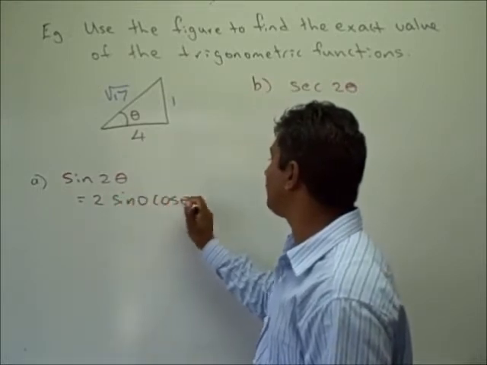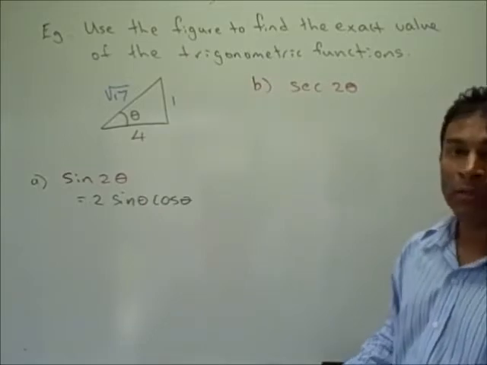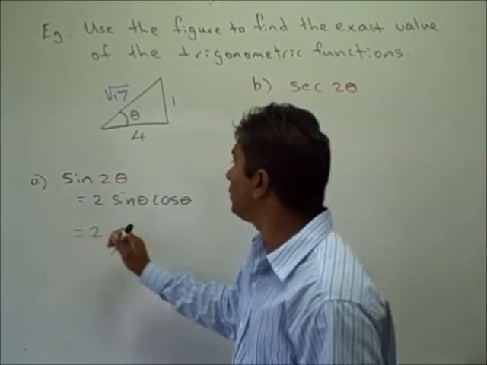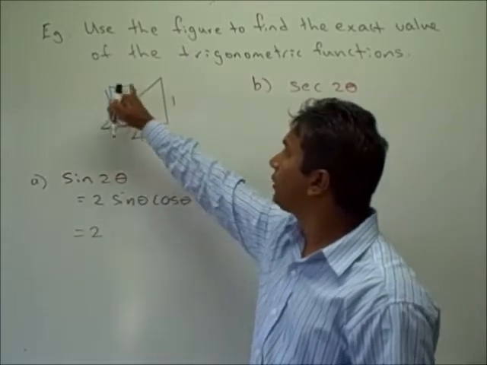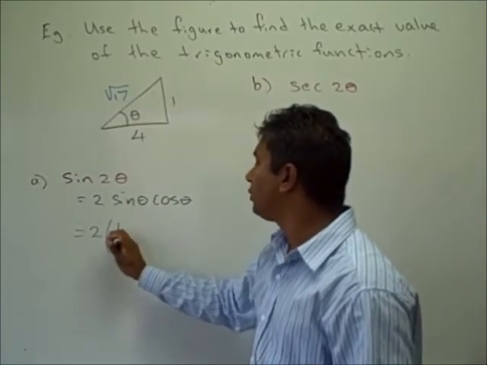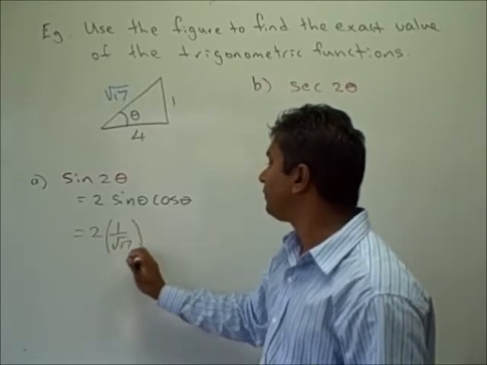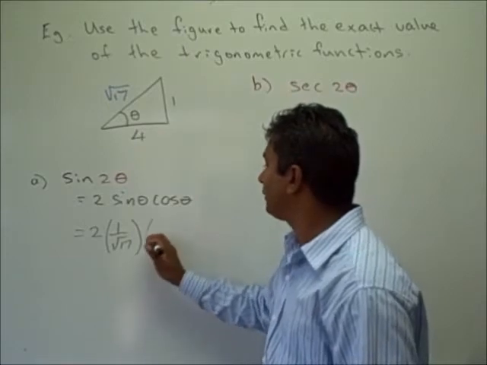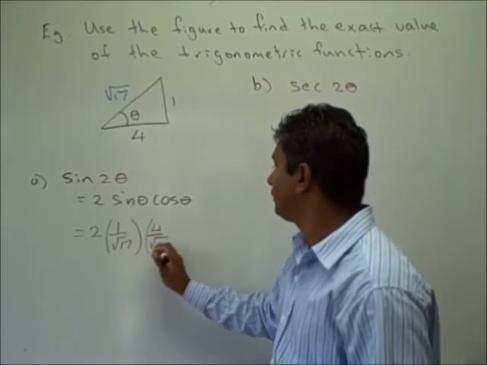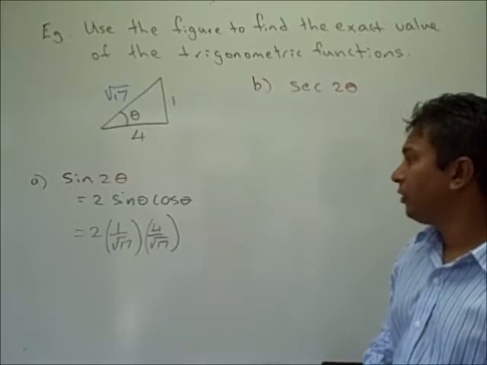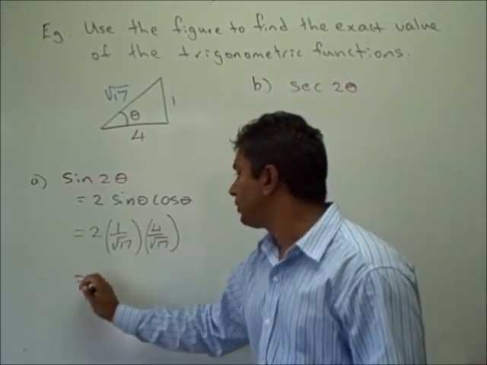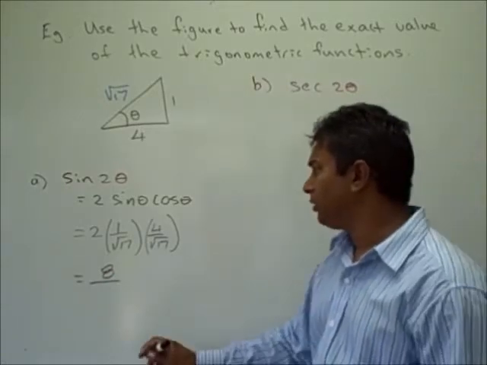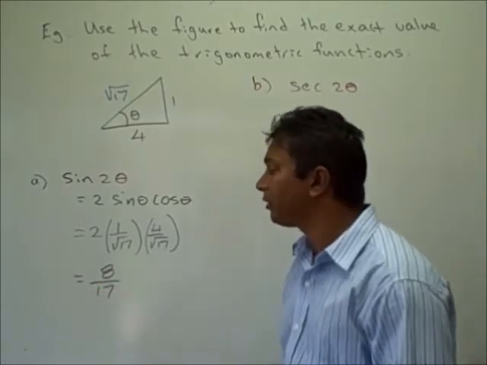We know sine 2 theta is equal to 2 sine theta cosine theta. So it's just a matter of substituting for sine theta and cosine theta here. So now we have 2 sine theta, which would be the opposite over the hypotenuse, so this becomes 1 over the square root of 17. And cosine theta would be 4 over the square root of 17. We simplify, so we have 2 times 1 times 4, which is 8, and the square root of 17 times the square root of 17 gives us just 17. So this ends up being 8 over 17.